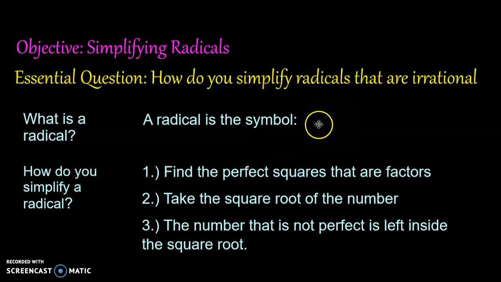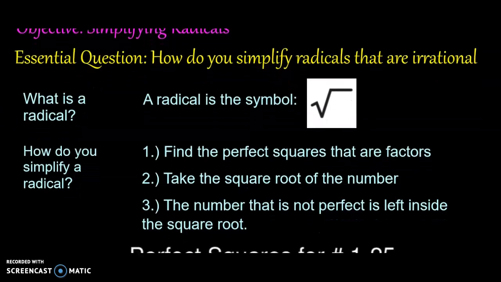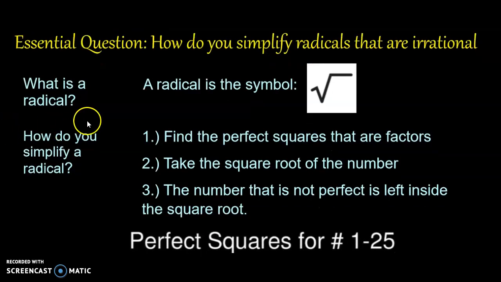The radical is a symbol, and this is the symbol we see, which you are familiar with, the square root. And so I have numbers that are considered to be perfect squares and those that are not. So how do we simplify a radical? These are the steps you take to simplify a radical, so make sure you write them down.